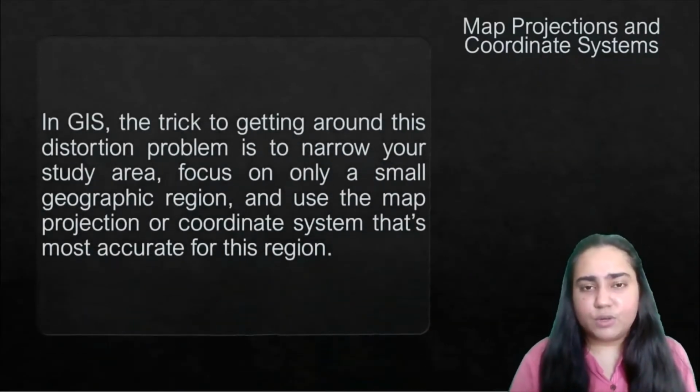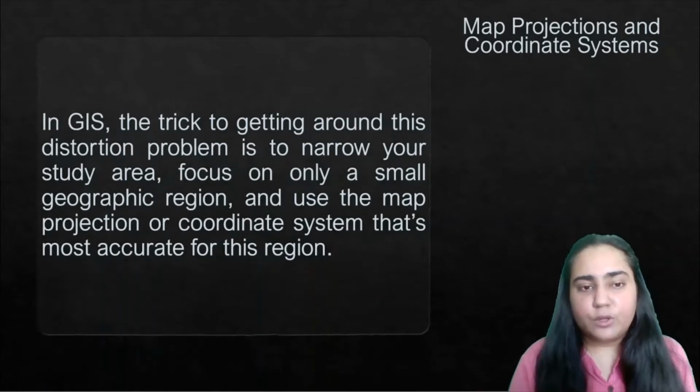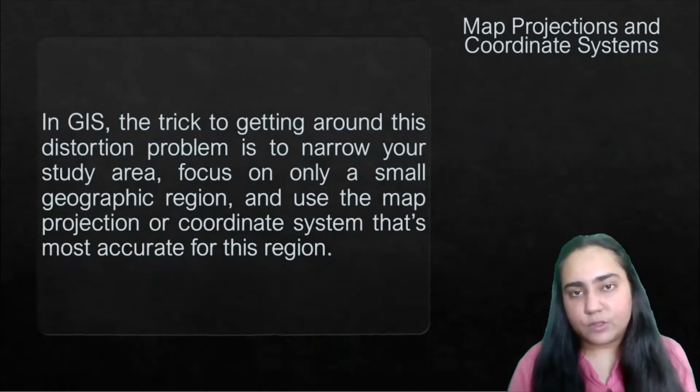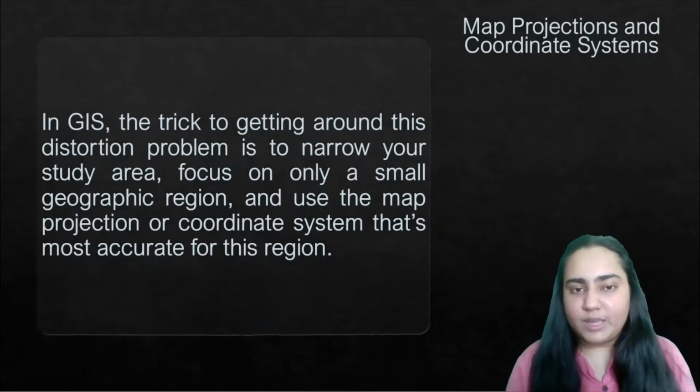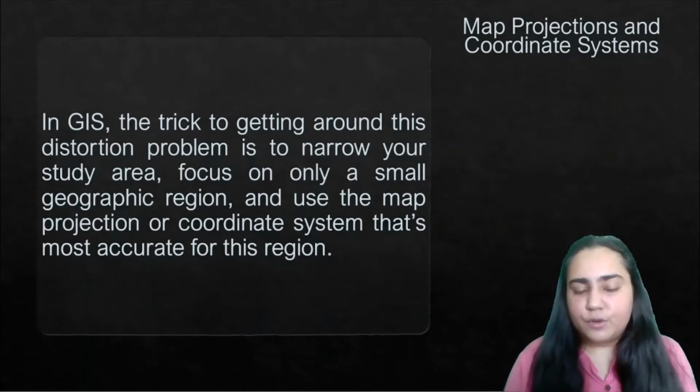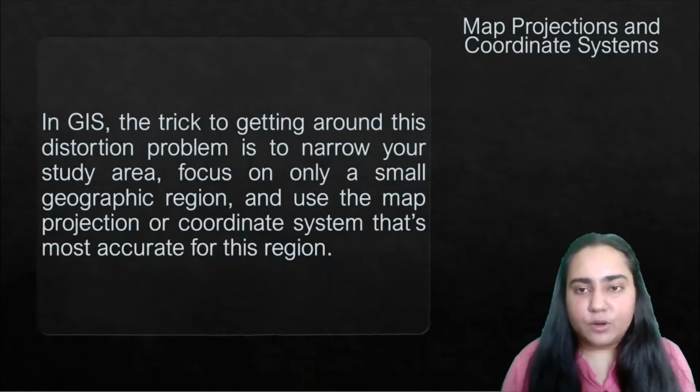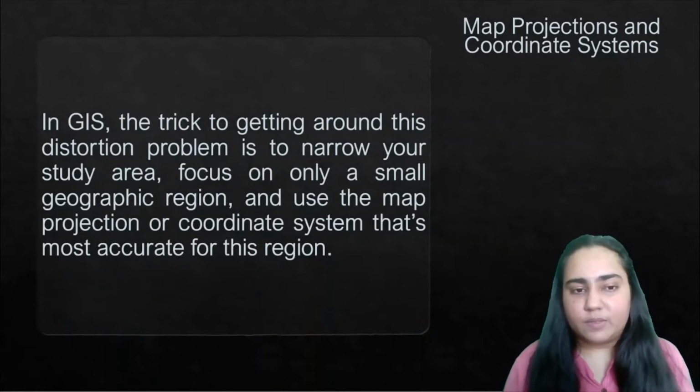In GIS, the trick to getting around this distortion problem is to narrow your study area. Focus on only a small geographic region and use the map projection or coordinate system that's most accurate for this region. Do not try to put a huge area. Do not try to create a map system for a big area. Try to focus on a smaller region, because the smaller the region, the better you'll get the output.